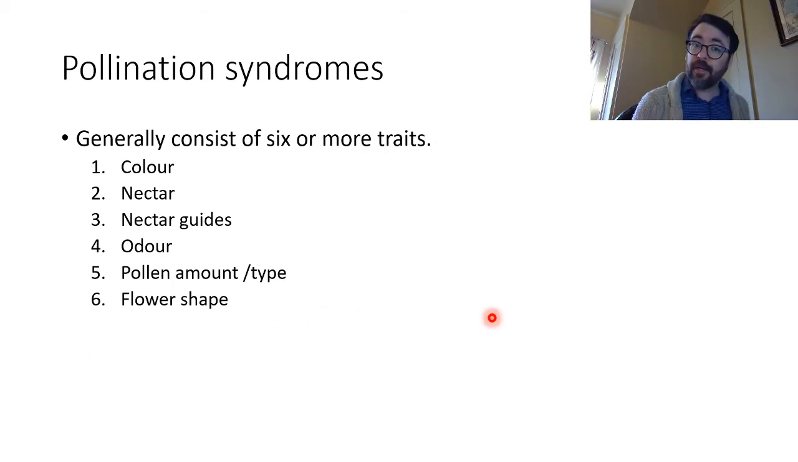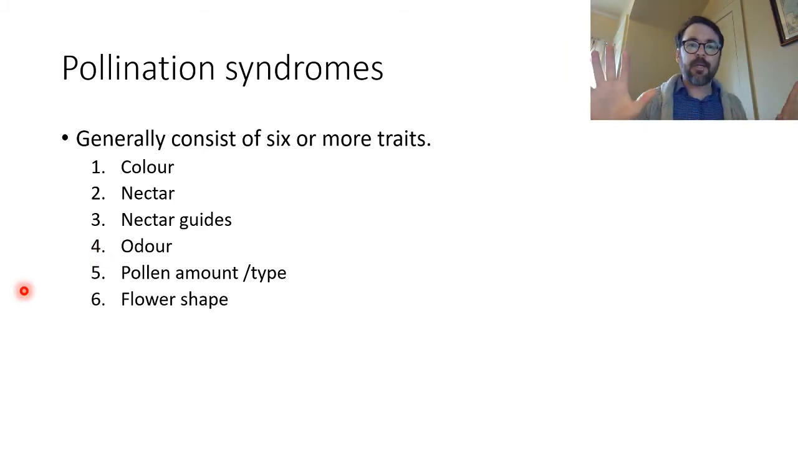Okay, so pollination syndromes, what are they? Basically, it's a suite of traits, remember, and generally it consists of 6 traits. So the suite of traits is 6 traits. You could think of it sort of like, do you remember the ordination we looked at? You can imagine putting these 6 traits into something like that principal components analysis, and we would get specific clusters of the pollination syndromes.